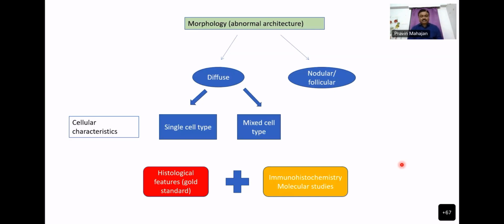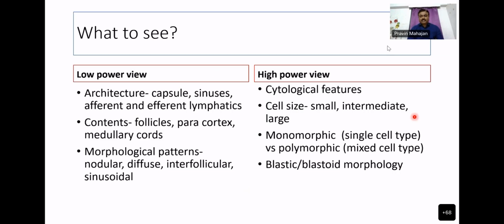And when you combine all these histological features, which is actually the gold standard for every histopathological diagnosis, you then use immunohistochemistry or sometimes molecular studies to arrive at the diagnosis. So what do you see in low power or high power? On low power you have to check the architecture. In architecture, you see what is the status of the capsule, what is the status of the sinuses, what is happening to afferent and efferent lymphatics, and what is happening to the contents. How are the follicles? What do you see in the paracortex? What is happening to the medullary cords? And then you see the morphological patterns.